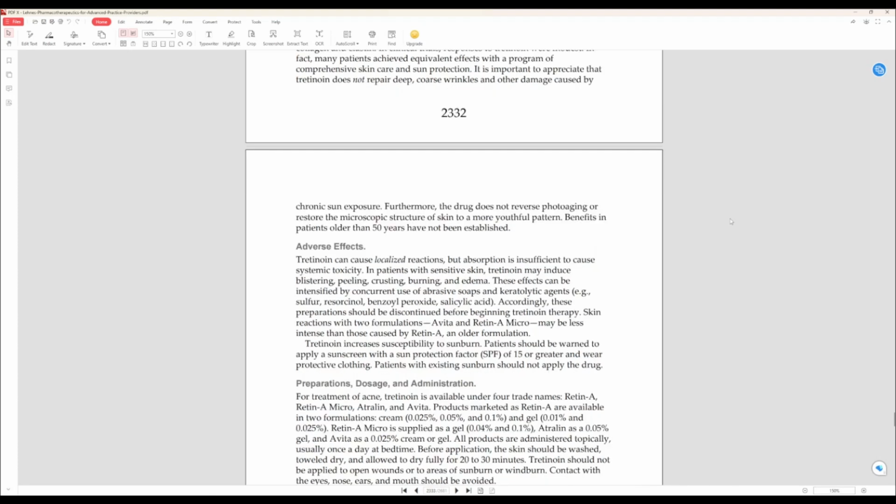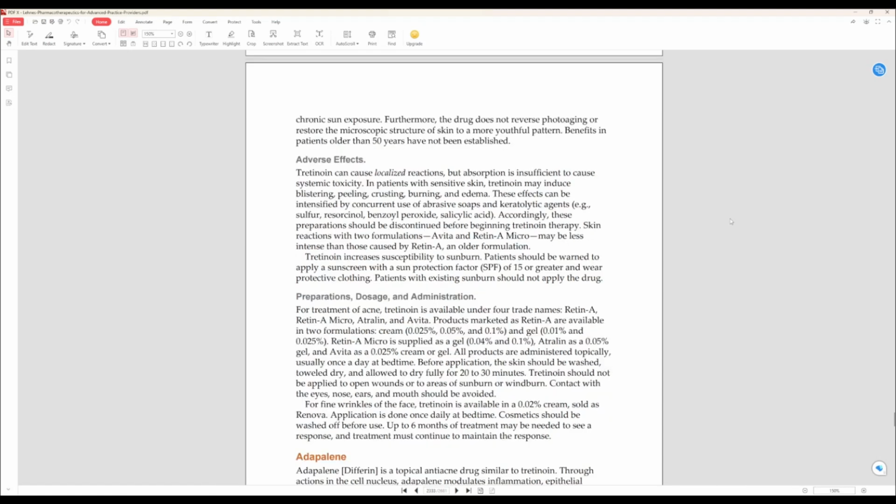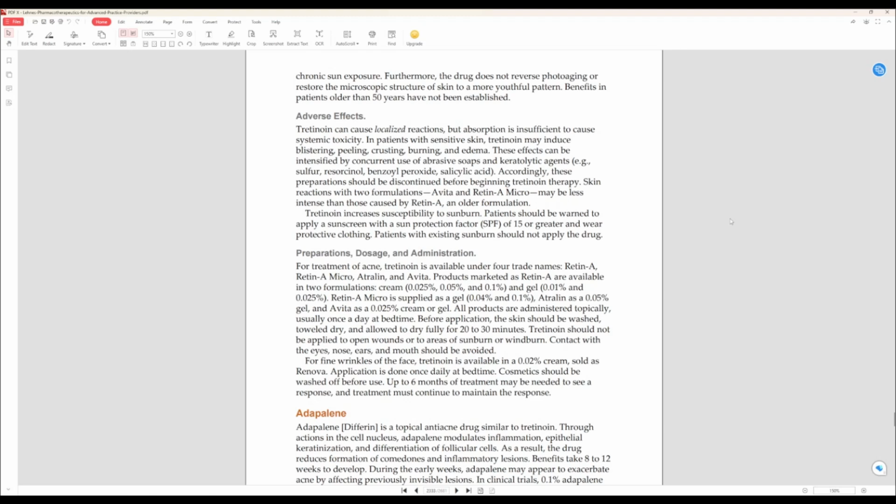Skin reactions with two formulations, Aveda and Retin A Micro, may be less intense than those caused by Retin A, which is an older formula. Tretinoin increases susceptibility to sunburns, so patients need to be warned to apply a sunscreen with a sun protection factor or SPF of 15 or greater, and wear protective clothing. Patients, again, with existing sunburns should not apply this drug.